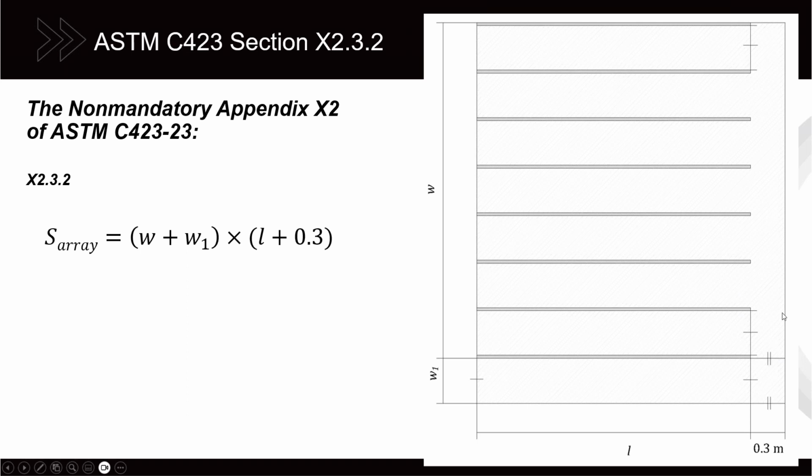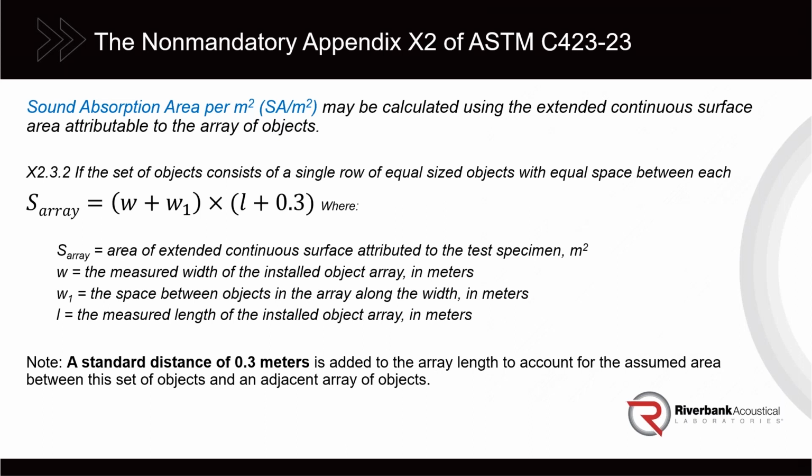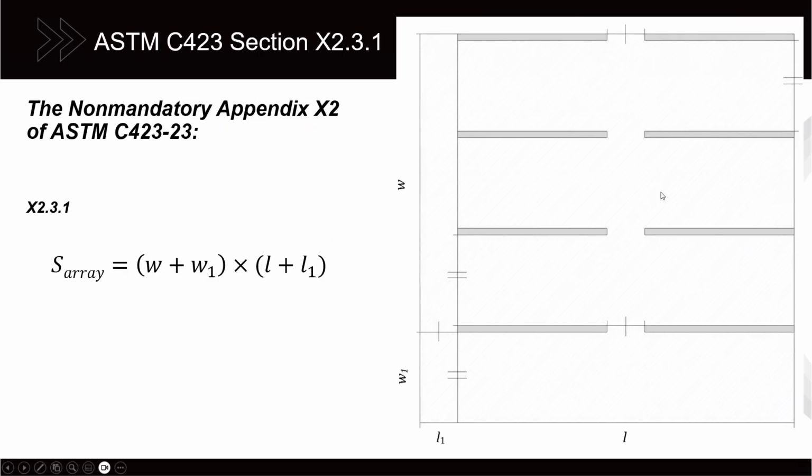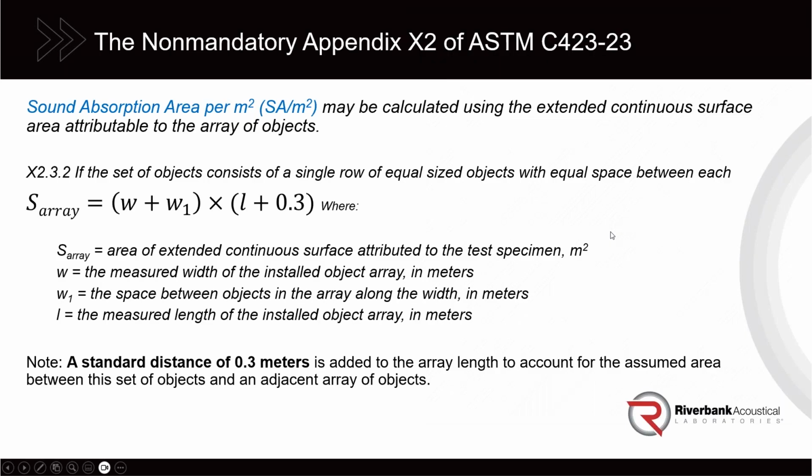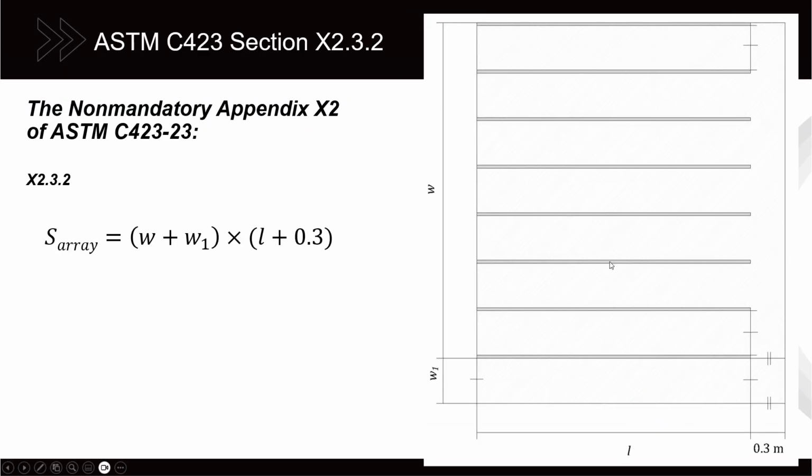And it's not entirely arbitrary, because in the standard mounting type in ASTM E795, that's the space that's defined in the default type J mounting. Also, it's a common configuration to have 48-inch baffles, so it gives you no real advantage to test 48 versus 96, because you'd be adding basically the same area. So the length has this standard added term of 0.3 meters to get the surface area of the array for a single row of objects.